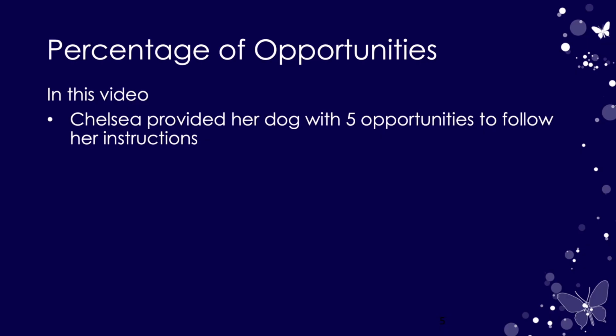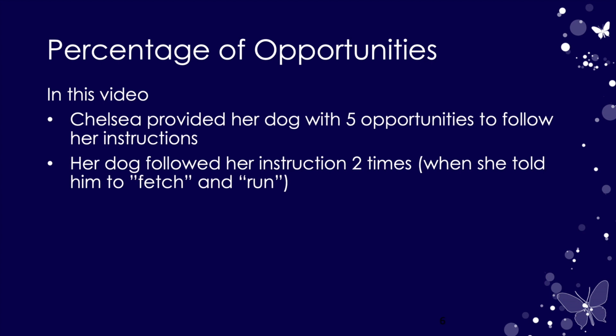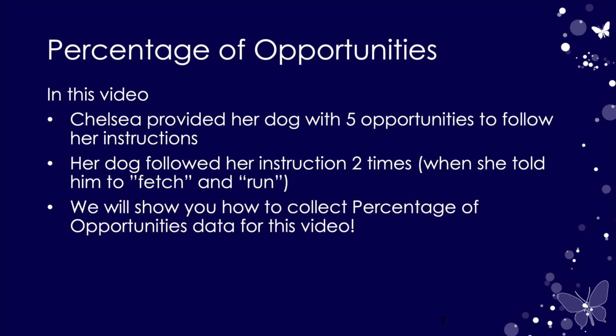In this video, Chelsea provided her dog with 5 opportunities to follow her instructions. Her dog followed her instruction 2 times when she told him to fetch and run. We will show you how to collect percentage of opportunities data for this video.